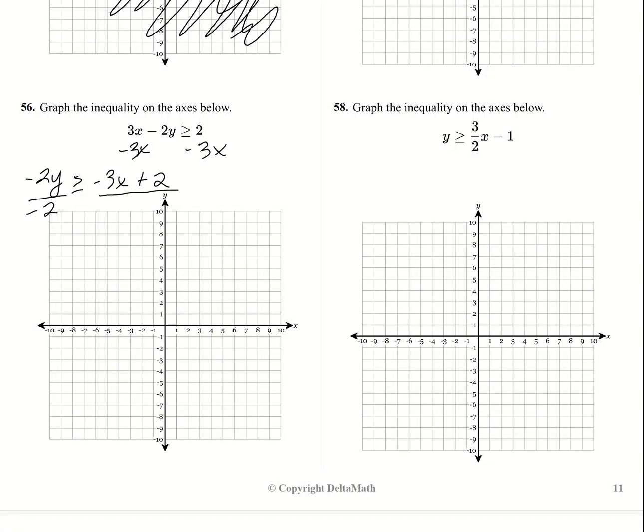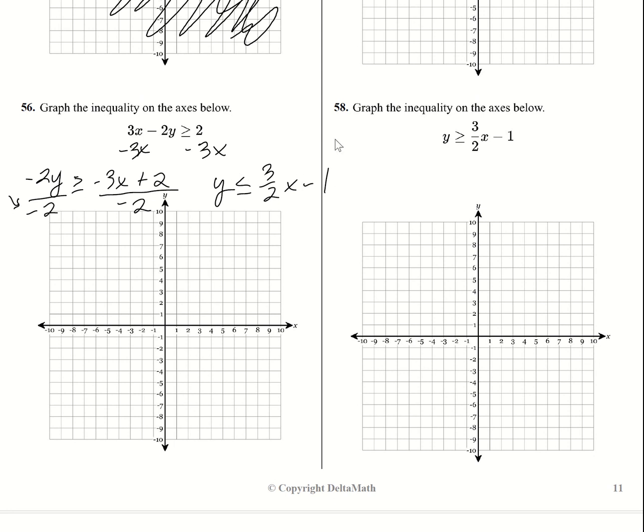Remember, this whole term needs to be divided by negative 2. And so then you get y. Remember, if I divide by a negative, I have to flip my inequality. Is less than or equal to 3/2 x minus 1. So negative 3 over negative 2 is 3/2. I pull that out and put it in front of x. And then 2 over negative 2 is negative 1.